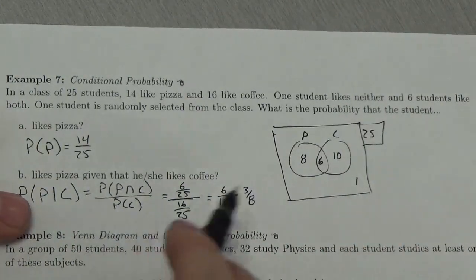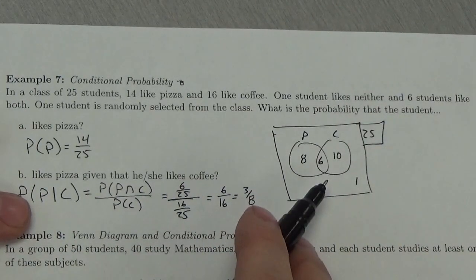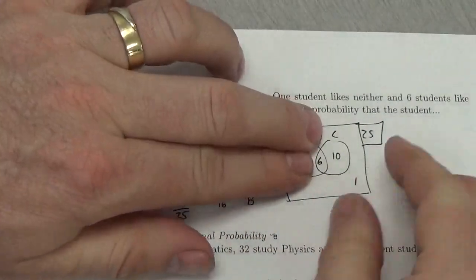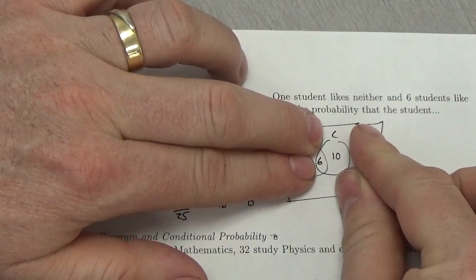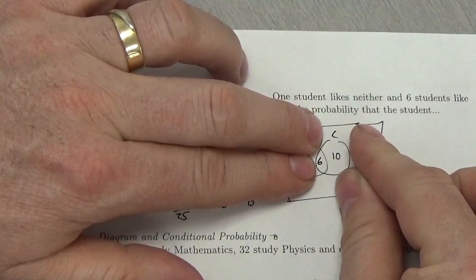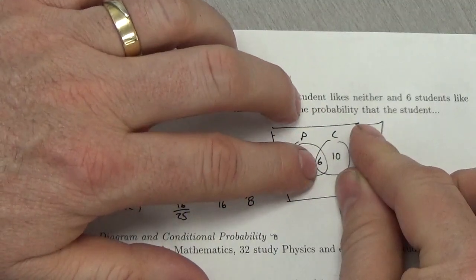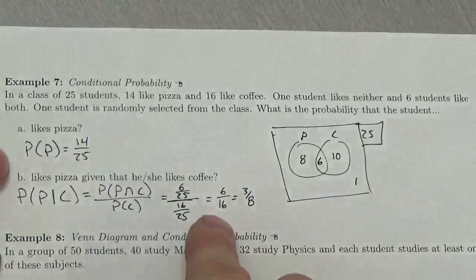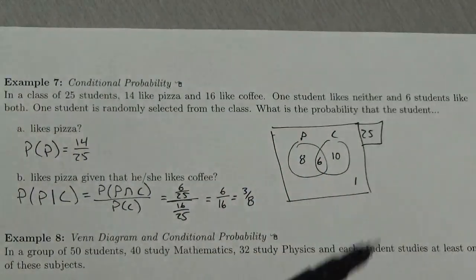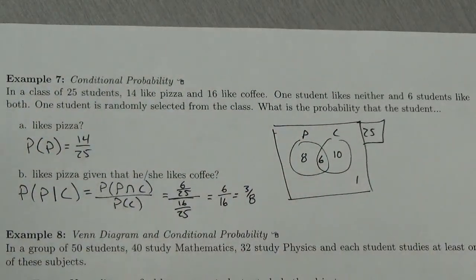And so now, what's the probability of liking pizza given that you like coffee? Well, what we do is we're focusing your attention on just that coffee set. And how many students are in the subset that like pizza? Well, 6. Out of a total of 16, and that's what we got. Okay, so they work together. They're complementary ways of thinking.